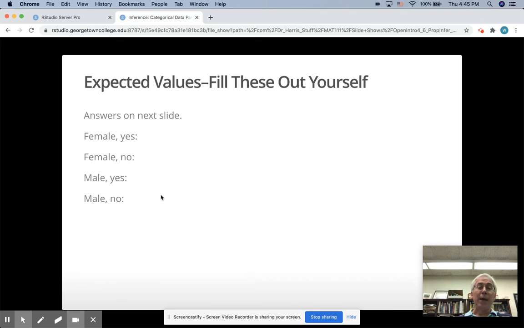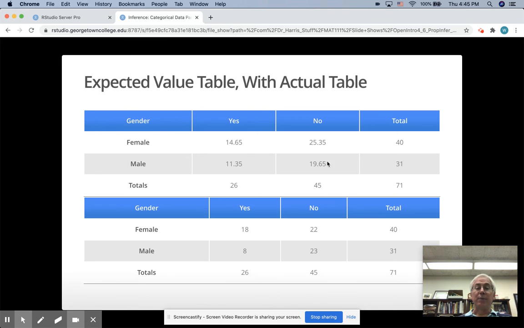I'll let you do that. You could stop the video right now, work on this yourself for a little bit, and then compare with my computations on the next slide. Okay, I'm going to go on. Here are the expected values you should have gotten from your computations. And then once I've got my expected values and my actual values, I can compute the individual contributions to the chi-square statistic.